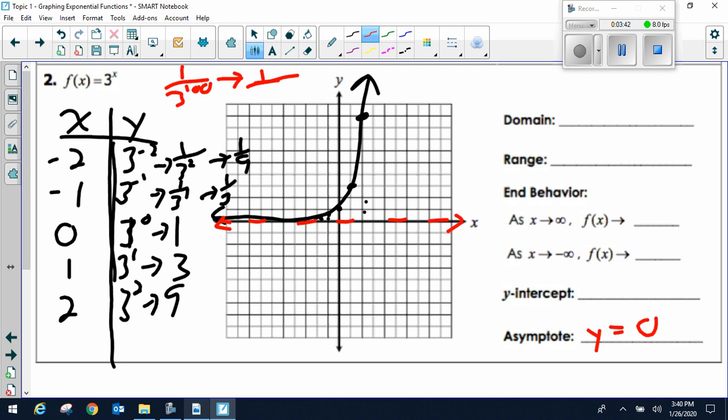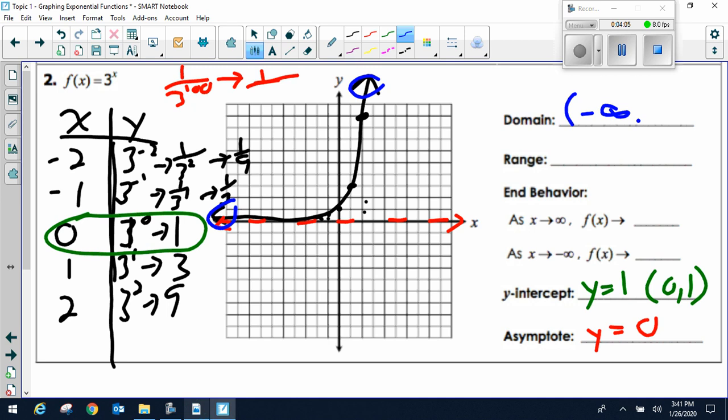Okay? And the y-intercept, very easy. When x is 0, y is 1. Or (0, 1). It's your y-intercept for most parent functions. Okay. Domain. Because of this, and because of this, this is going to continue on. That means that the domain is going to be from -infinity to infinity. It's going to go left to right the same. And for most of these, that is going to be the case.